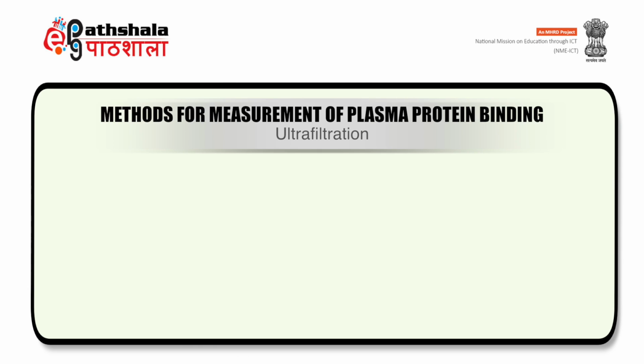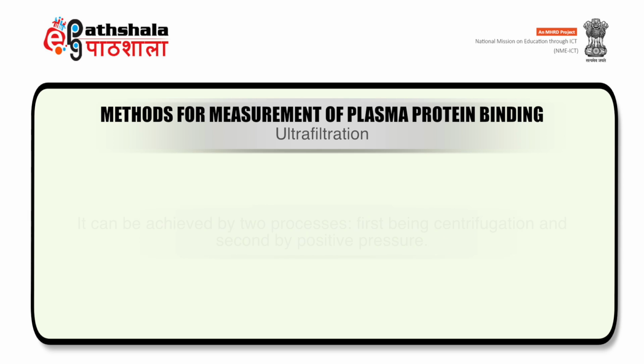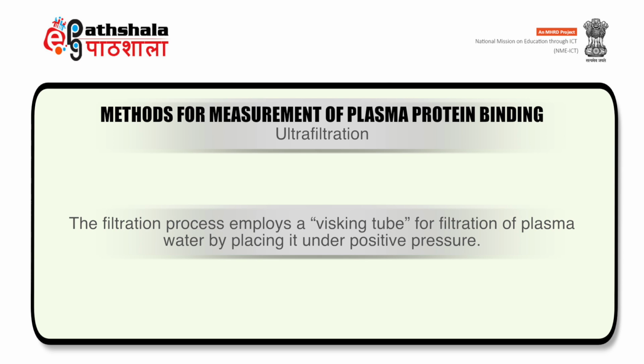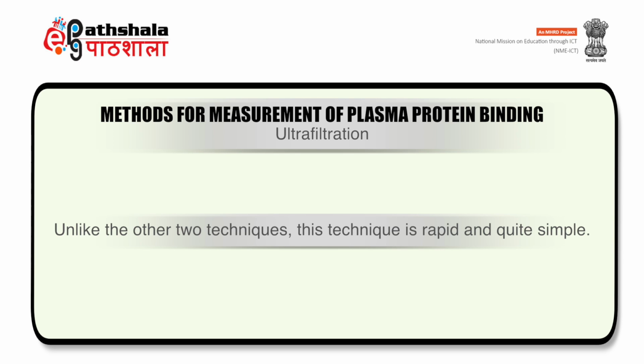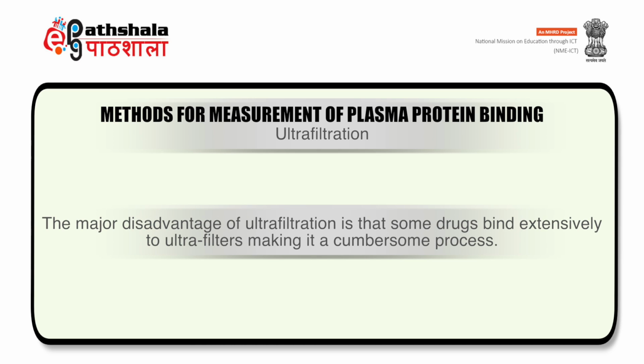The third method is the ultrafiltration method. It is another useful technique to measure plasma protein binding. It can be achieved by two processes, first being centrifugation and second by positive pressure. The filtration process employs a filtration tube for filtration of plasma water by placing it under positive pressure. Unlike the other two techniques, this technique is rapid and quite simple. This method has been used to assay the binding of antibiotics to serum proteins. The major disadvantage of ultrafiltration is that some drugs bind extensively to ultrafilters, making it a cumbersome process.